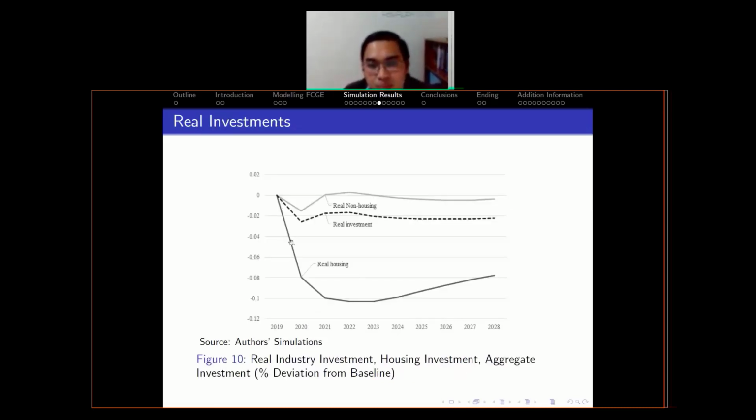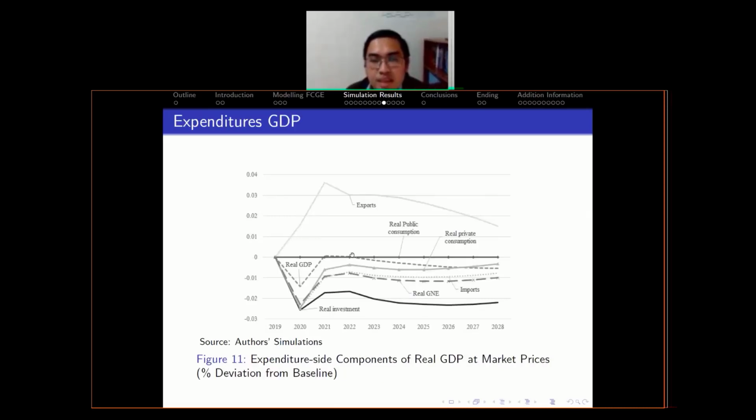So as we expect before that, real housing is more negatively impacted than non-housing investment, because the substitution effect works quite well in the non-housing agent, the industry agent. However, in terms of magnitude, this is the impact of a 100 basis point increase in capital adequacy, and it doesn't really impact real investment too much. As we can see, it's only 0.02 from the baseline. So we expect the impact is not really significant.